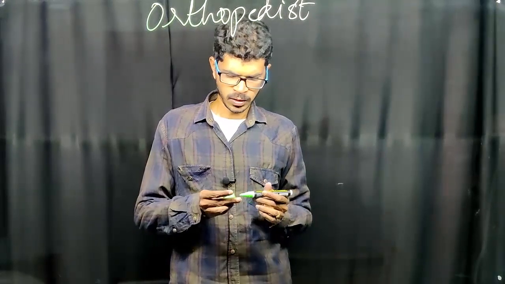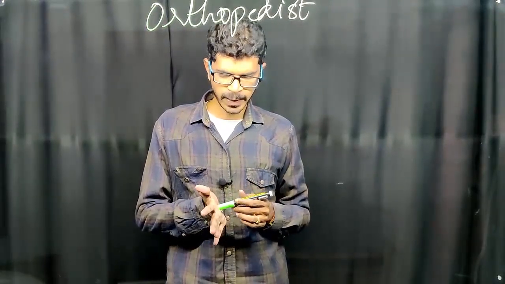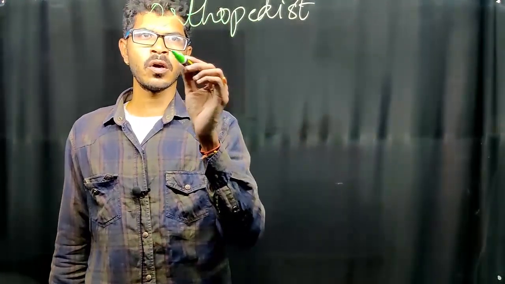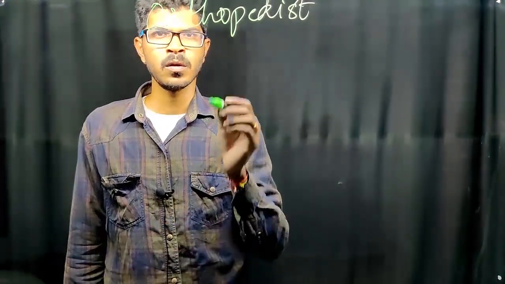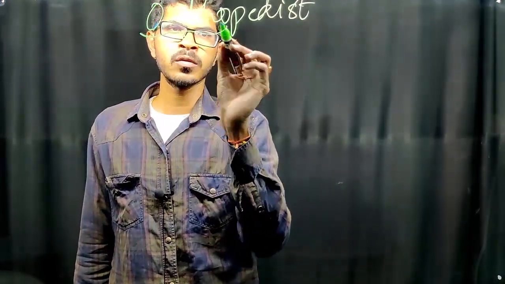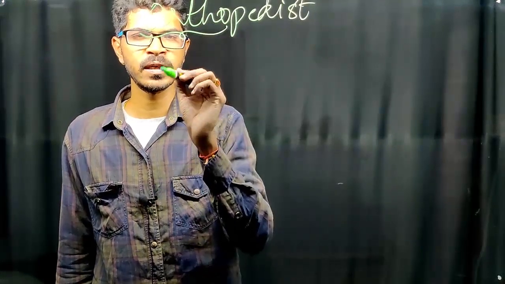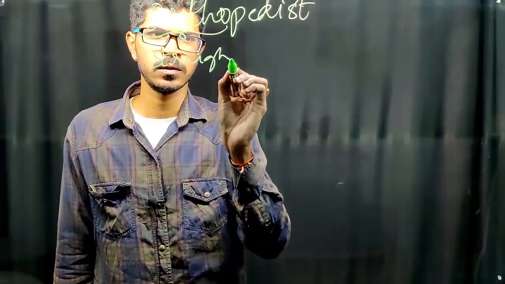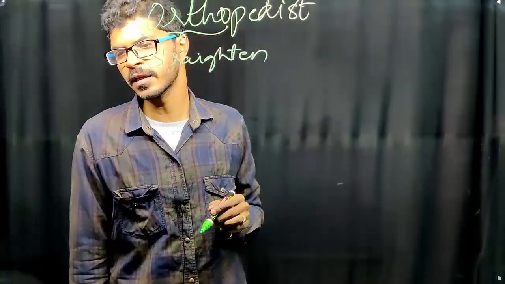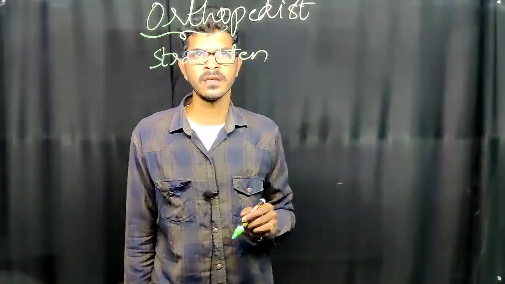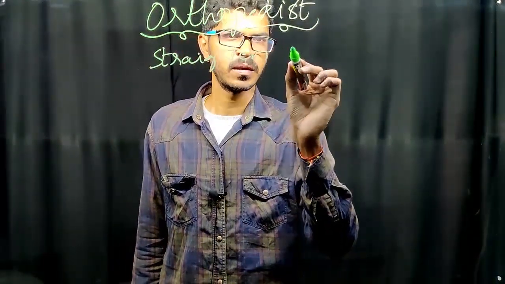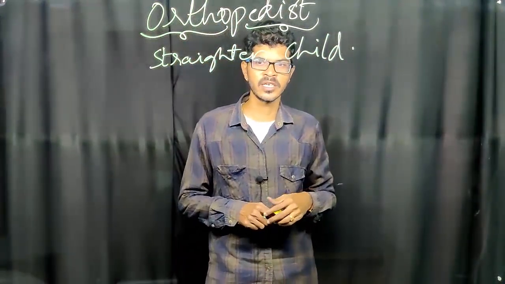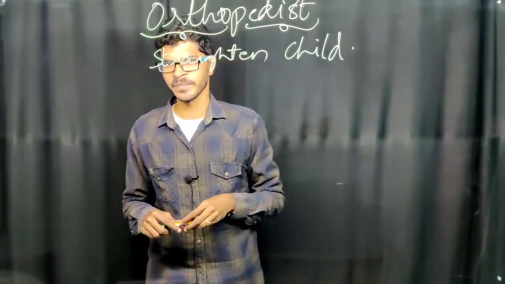Here we have already discussed about what is pedos. Pedos means child. Pedist, orthopedist. Actually, orthos is also a Greek word, Greek root, which means to straighten. Orthos means to straighten. Pedist means child. Does it mean to straighten a child? No, it doesn't mean that.